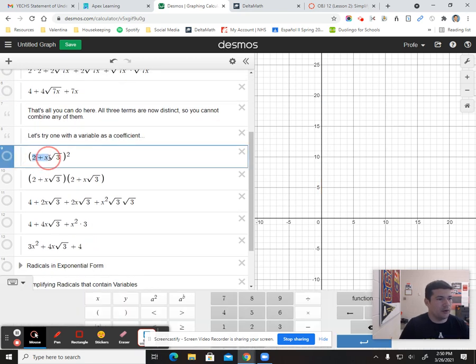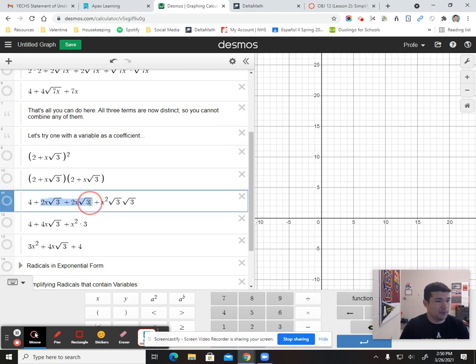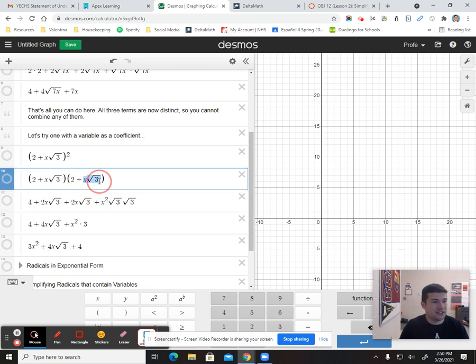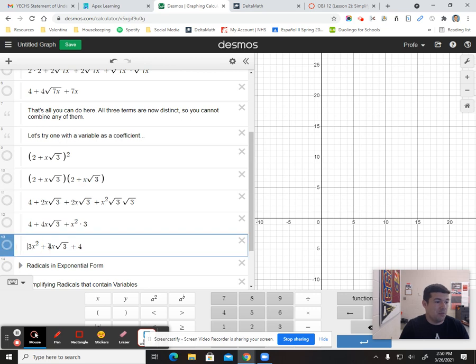What if I square an expression that has a coefficient that's a variable? Well, I'm still going to use FOIL. All right. In this case, I can combine 2x root 3 plus 2x root 3, get 4x root 3. Here's something neat. X root 3 times x root 3. You're going to get, well, x times x is x squared. And then root 3 times root 3, we've decided that's just 3. So technically, that's going to give me 3x squared. That's pretty cool. All right.